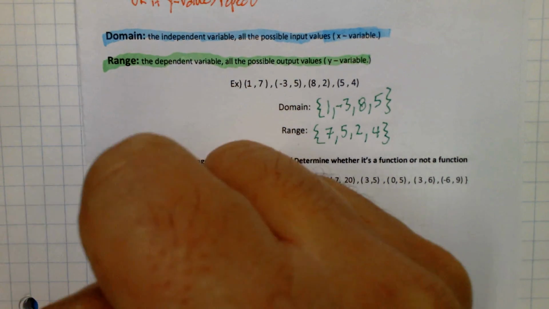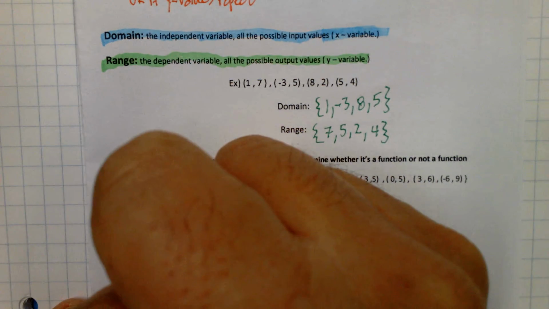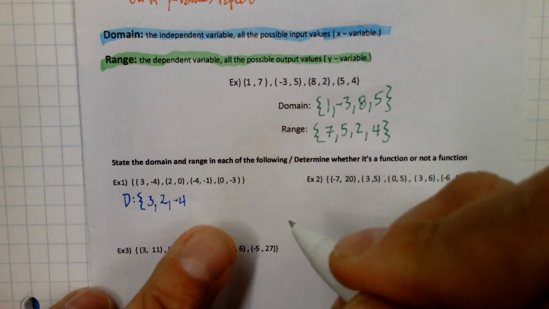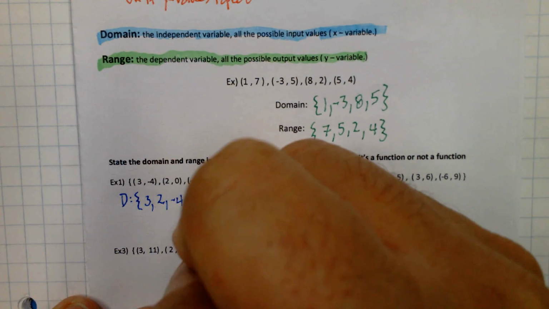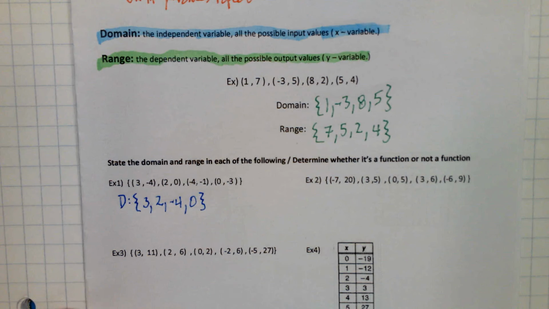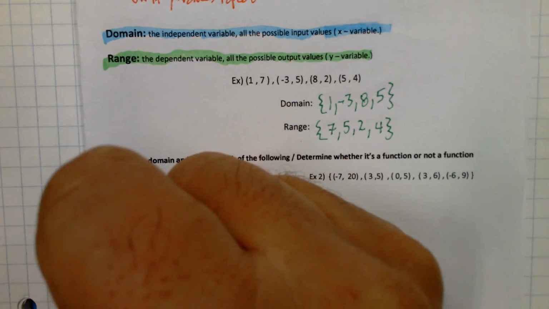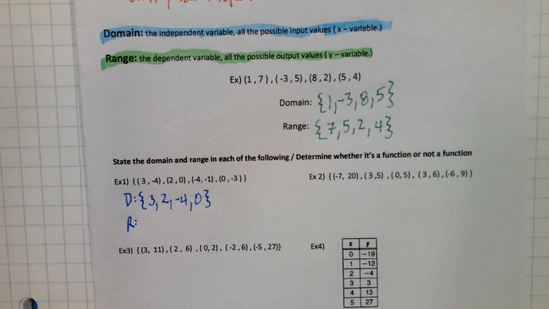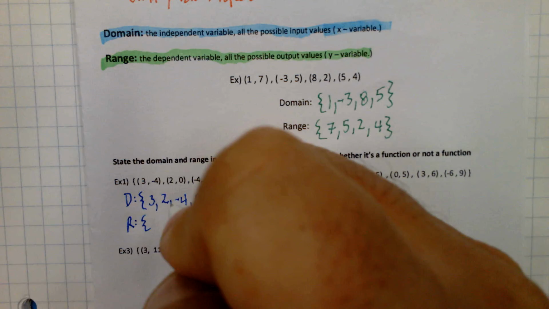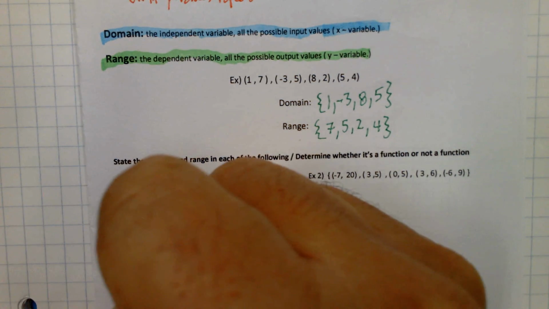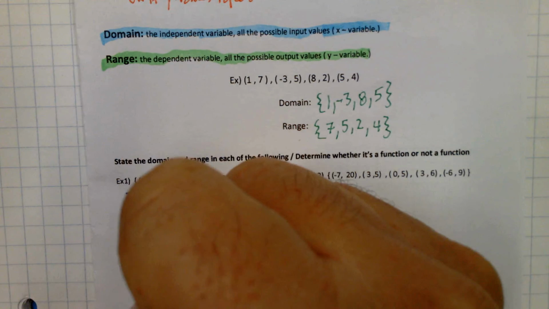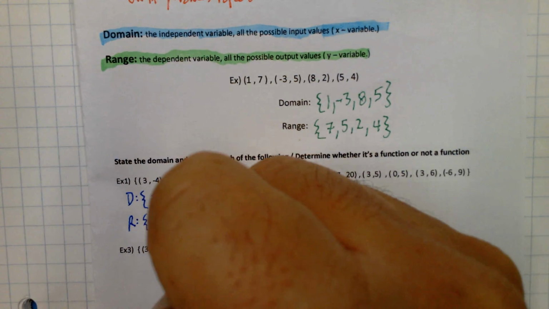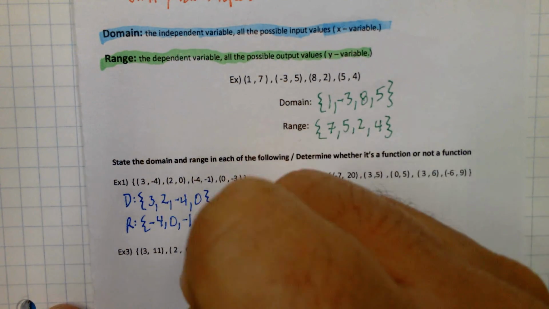Let's see, we've got 3, 2, -4, and 0. Okay? Then we have the range. Let's just put an R for the range. And let's list those. We've got -4, 0, -1, and -3.